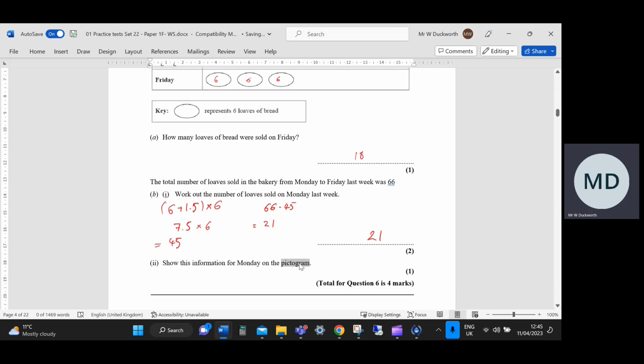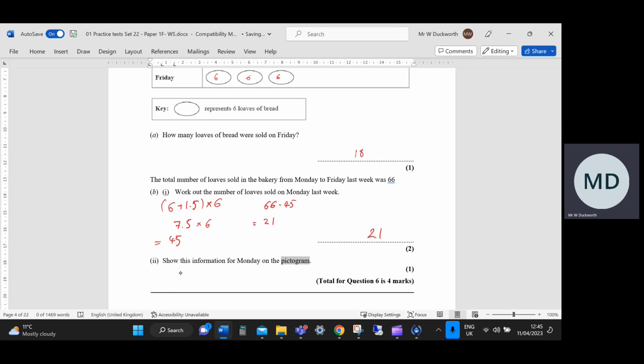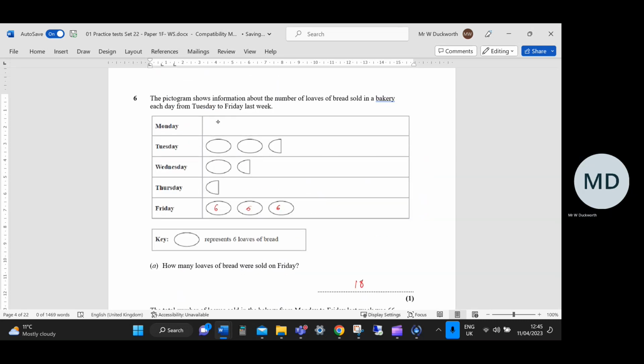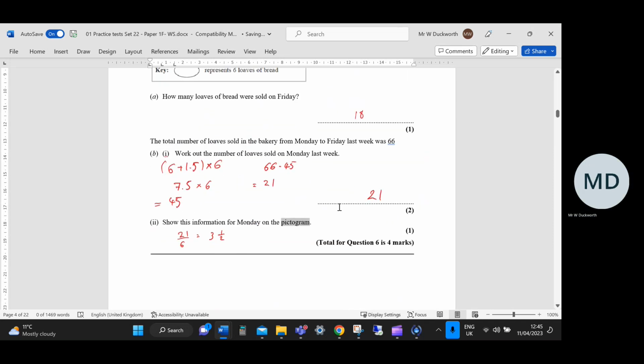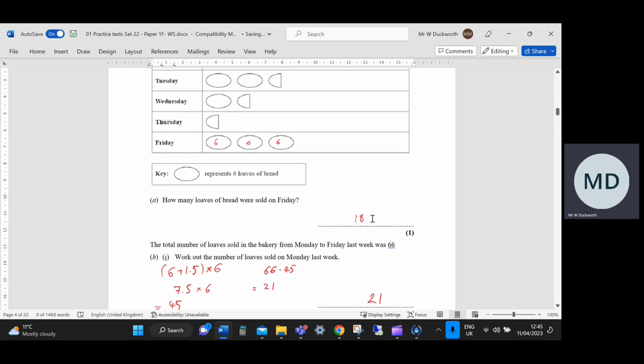Show this information for Monday on the pictogram. So 21 divided by 6 is going to be 3.5. So I'm drawing 3.5 loaves. So 1, 2, 3, and then I always try to show a half as it's shown in the diagram. So not perfect pictures, but you get the idea. Okay, and that's it for that page.